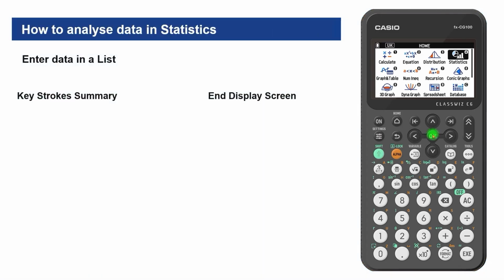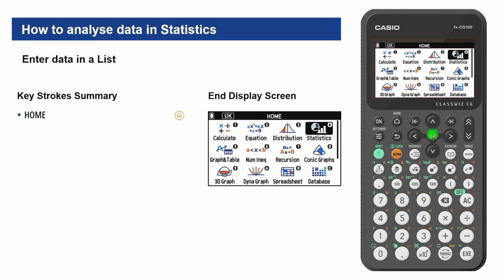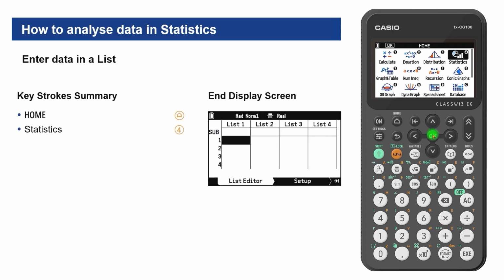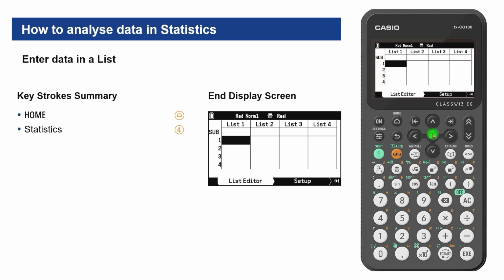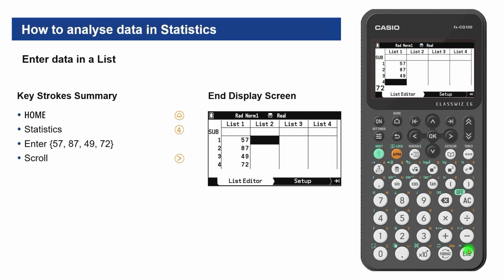To start, we need to enter some data in a list. Press Home and select Statistics by scrolling or using the shortcut. For convenience, we will enter our data in list 1, or scroll to store in a different list. Enter the data, confirming after each value. Then scroll to the top of list 2 to view all 4 items in list 1.